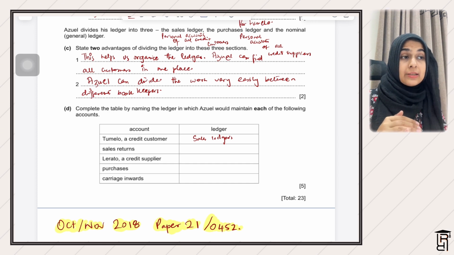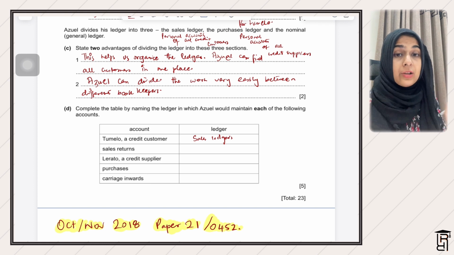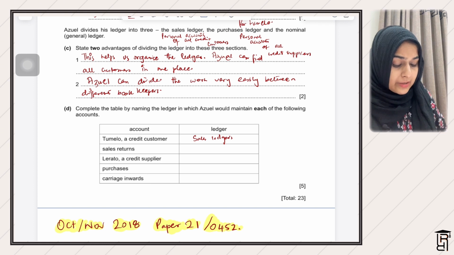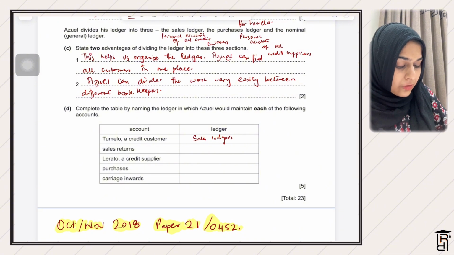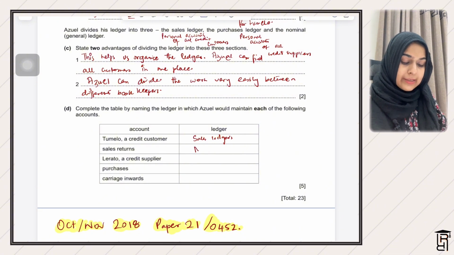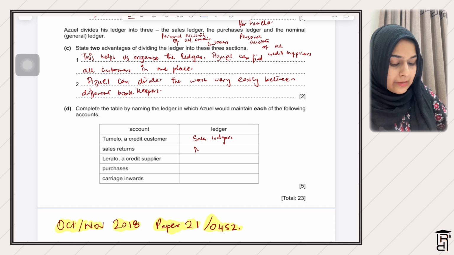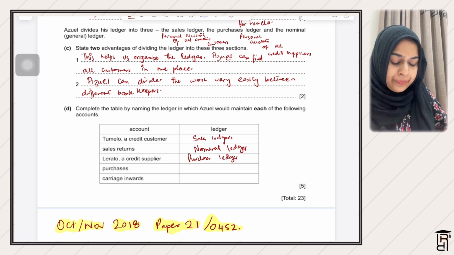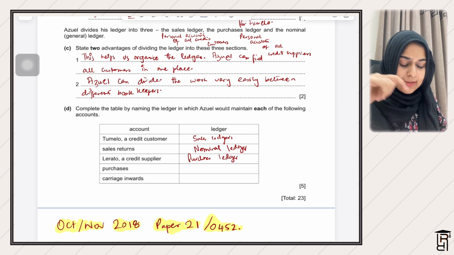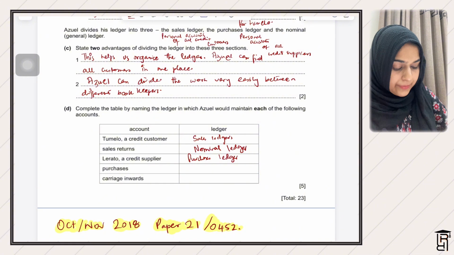The sales ledger is where you have T accounts of all the credit customers. Sales returns account will be in the nominal ledger. Lerato, a credit supplier's account, will be in the purchases ledger because trade payables accounts are in the purchases ledger. Then purchases account will be in the nominal ledger.